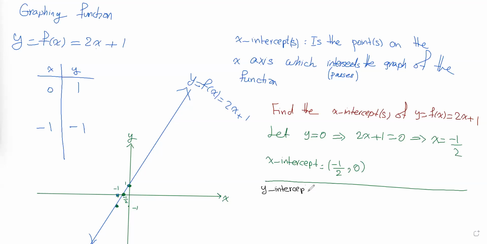Y-intercept is a point where the graph of a function intersects the y-axis. So for example, here is just 1, right? You see it? Because this point, 0 and 1, is the point where your function intersects the y-axis.